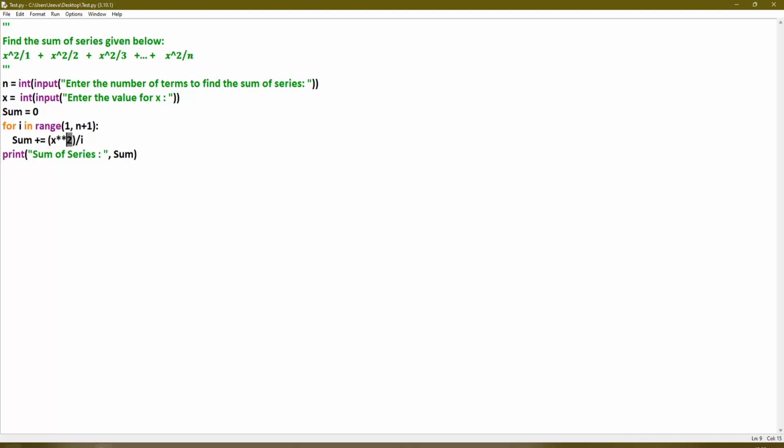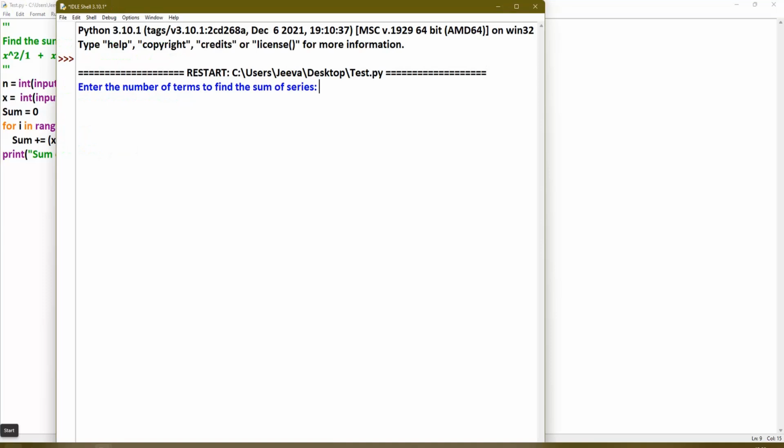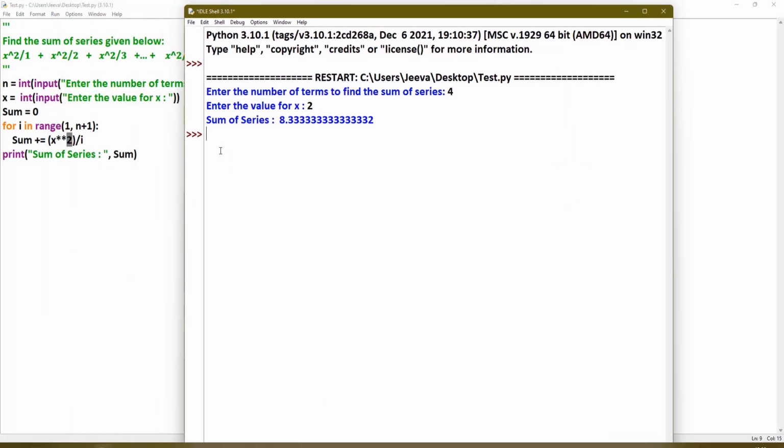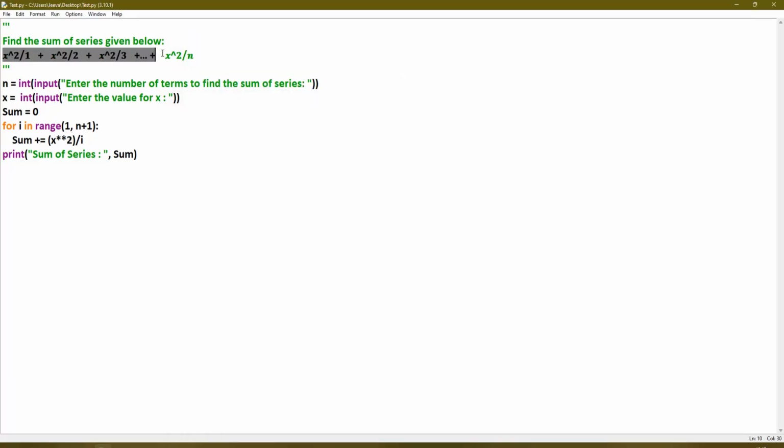Let us run this. I'll give just 4 and the x value let me take as only 2. 8.333 it comes. Let us manually calculate and verify it. 2 square is 4. So 4 divided by 1 is 4 plus again 4 by 2 is 2 plus 4 by 3, that is 1.333. Let us give it as it is, 4 by 3, I give, plus 4 by 4, that is 1. So it is verified.